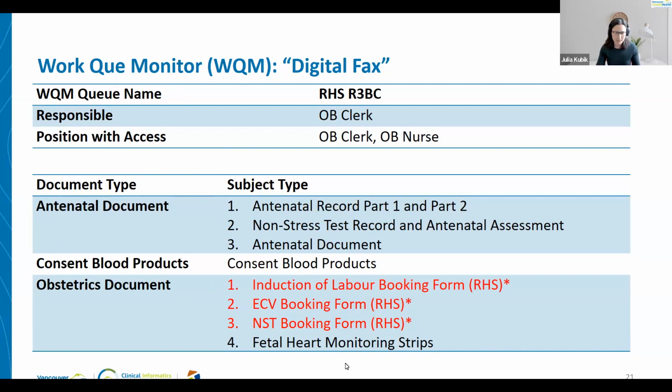The purpose of this slide is just to confirm that we've covered most of the document types and subject types that the most common things coming into your work queue monitor would be classified as. For example, consent for blood products, you need to scan that in. Once you get that consent, you'll scan or send to your work queue monitor, and then it'll be indexed as consent for blood products.